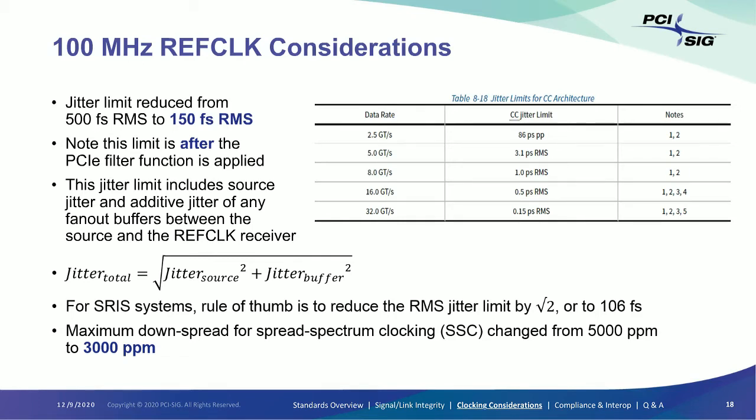And one other change to note is that the maximum downspread for the spread spectrum clocking has gone from 5,000 ppm to 3,000 ppm. So any Gen 5 compliant clock generator, or I guess clock source, that helps implement spread spectrum clocking is going to make sure that it meets those requirements.